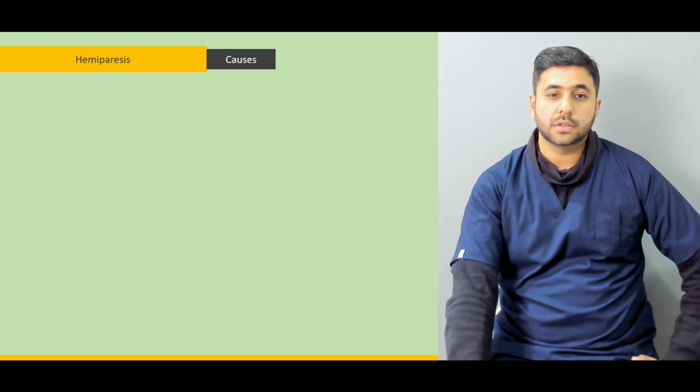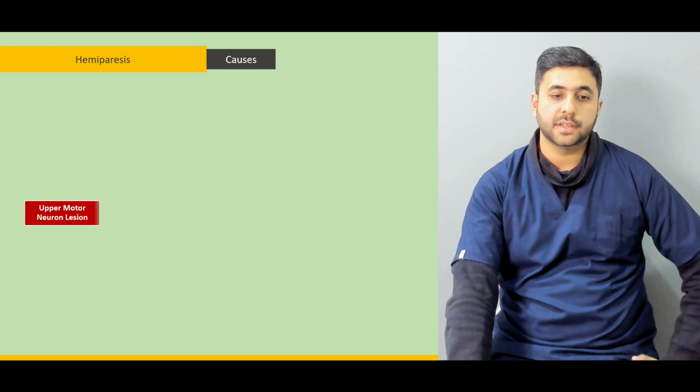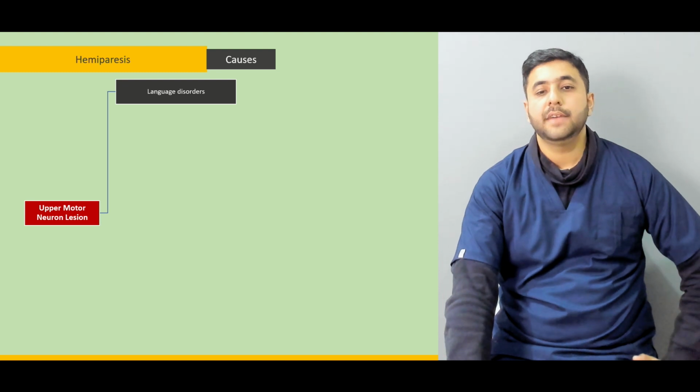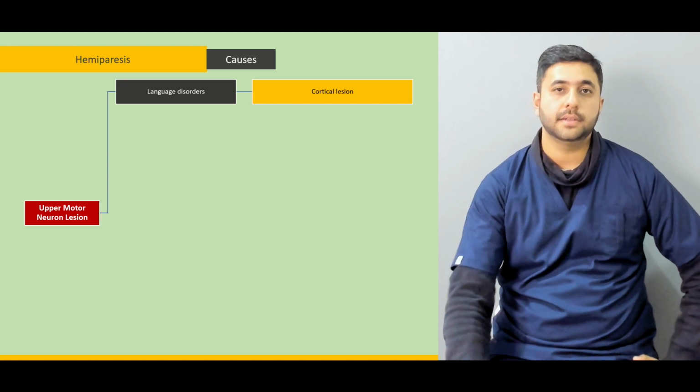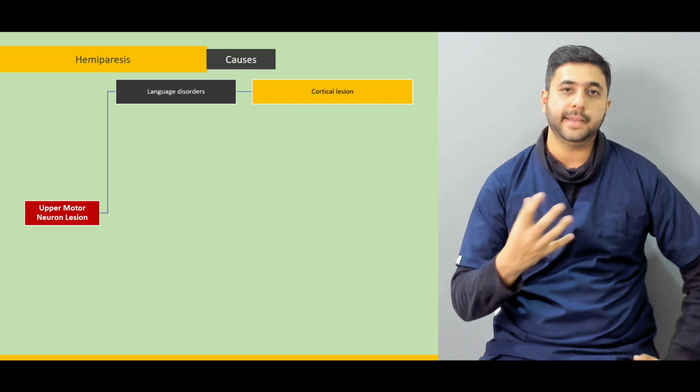Let's look at a few causes of these hemiparesis and what are the various clues we get along with this hemiparesis to pinpoint the lesion in the upper motor neuron. If along with the hemiparesis we have certain language disorder, then the area of the brain which is affected is the cortex and primarily the Broca's area or the speech area.